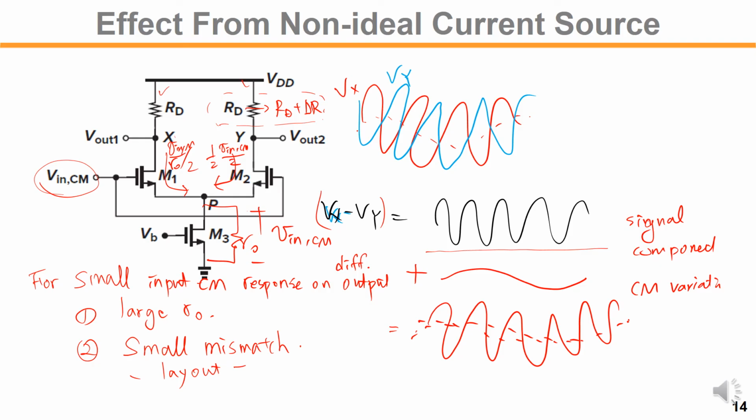So we have to have a large RO and small mismatch, and good matching between the devices. For better matching, there are many layout techniques. Such a topic can be discussed later, but for now, this is something that you have to consider for differential circuits. Okay.